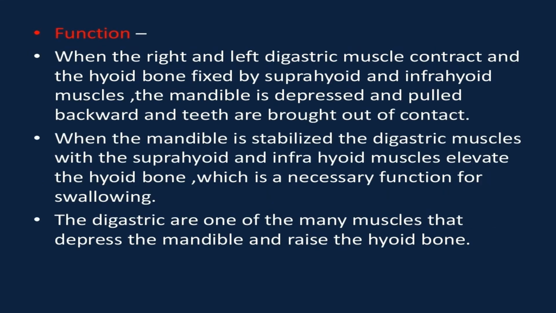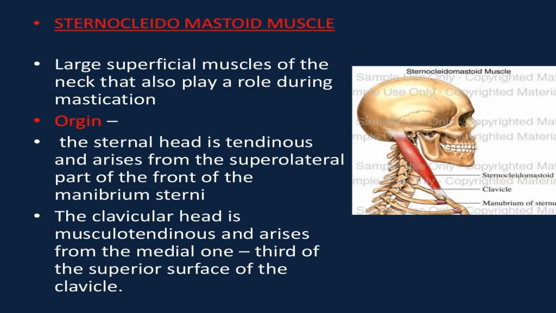83. Function: when the right and left digastric muscles contract and the hyoid bone is fixed by suprahyoid and infrahyoid muscles, the mandible is depressed and pulled backward and teeth are brought out of contact. When the mandible is stabilized, the digastric muscles with the suprahyoid and infrahyoid muscles elevate the hyoid bone, which is a necessary function for swallowing. The digastrics are one of the many muscles that depress the mandible and raise the hyoid bone. 84.